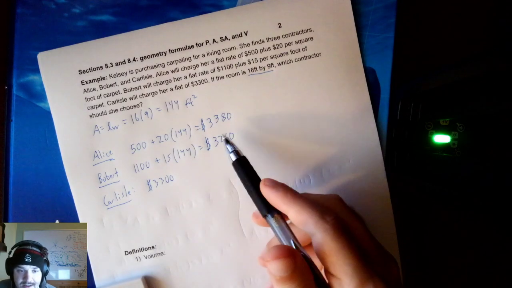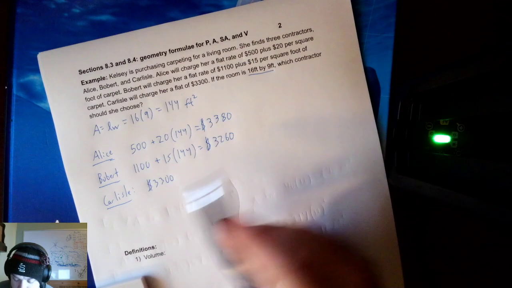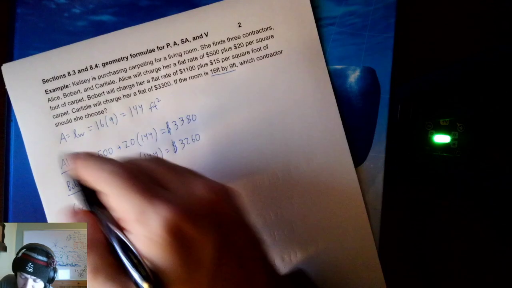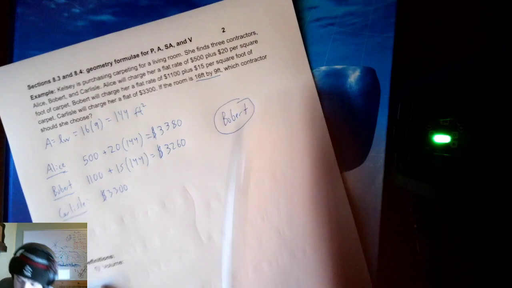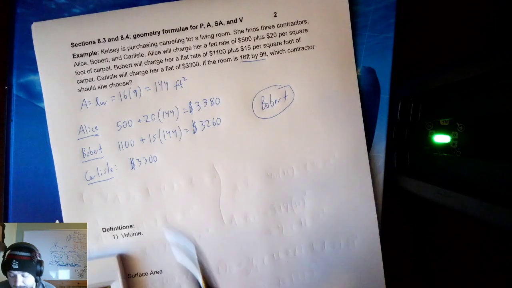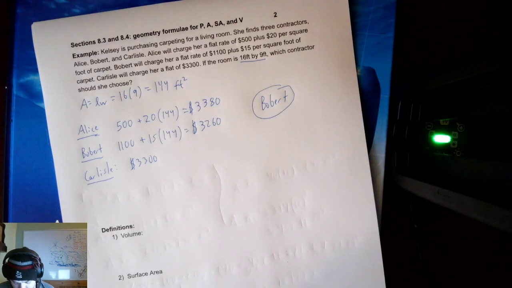So who's the cheapest? Which of these three is the cheapest? Bobbert's the cheapest. Which contractor should you choose? She should choose Bobbert, because Bobbert has the cheapest cost.